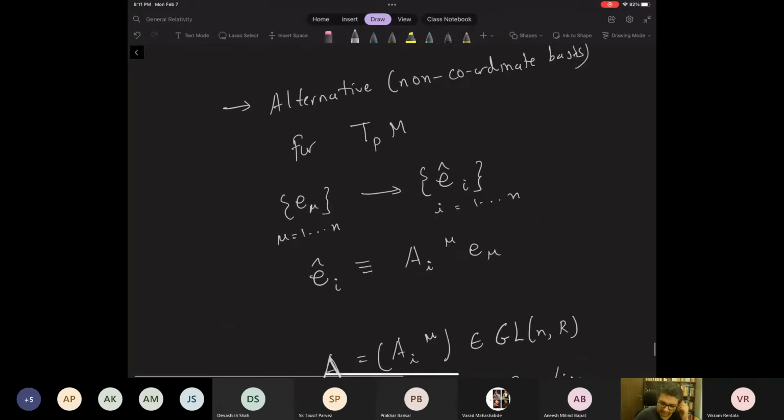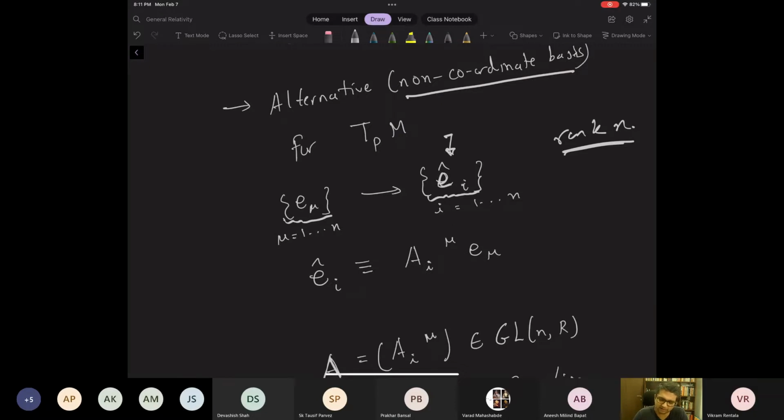And yeah, the last thing about these vectors is that you can also choose a non-coordinate basis. The coordinate basis is not sacred. You can choose a basis which doesn't rely on your coordinates. So you can take any general linear combination of your coordinate basis vectors, as long as you choose a rank n set of combinations. Formally, you define a new basis e hat I, where I runs from 1 through n. E hat I is equal to some coefficients A I mu. The sum is over mu, it's not over I.